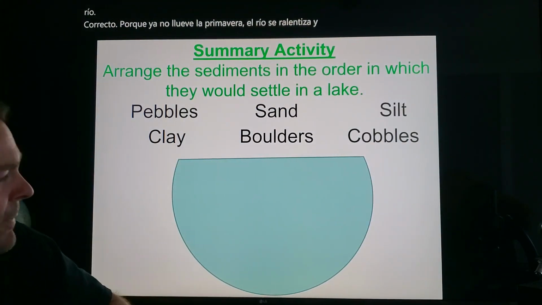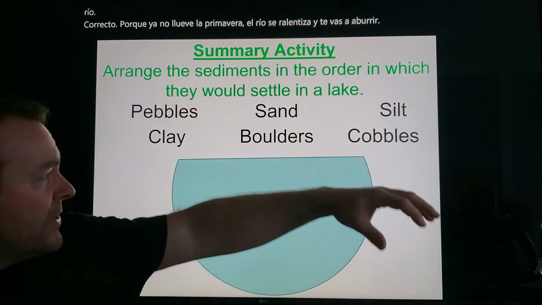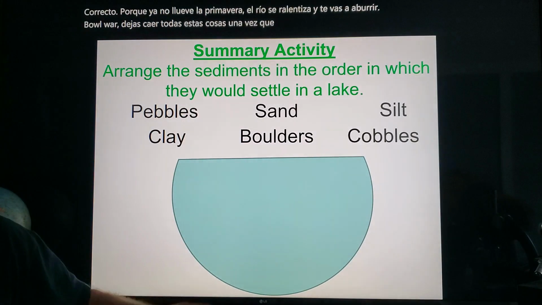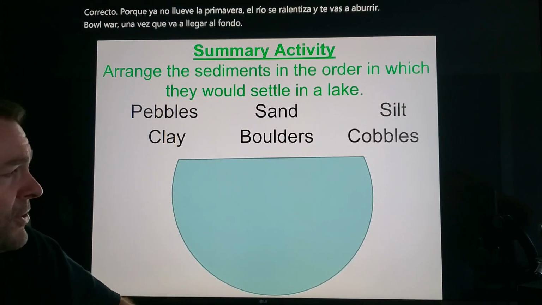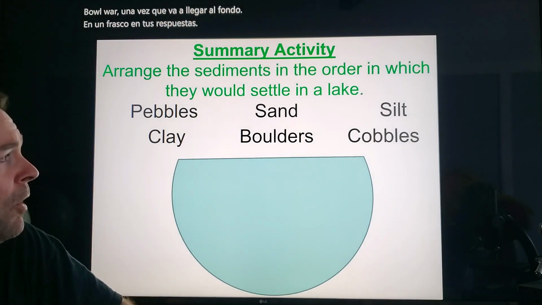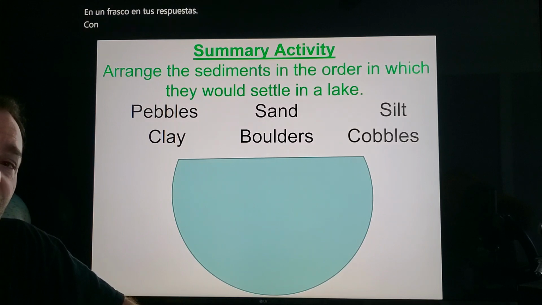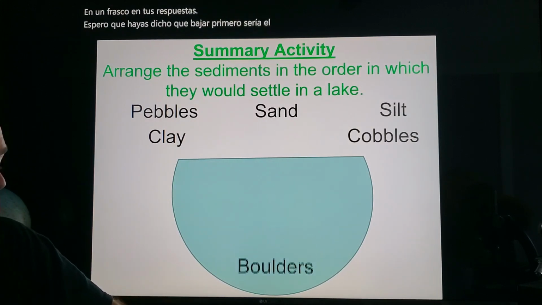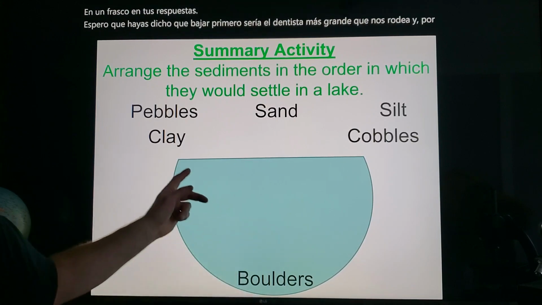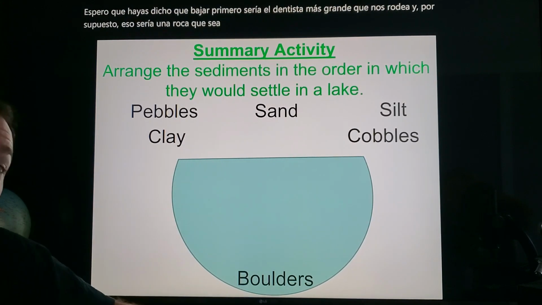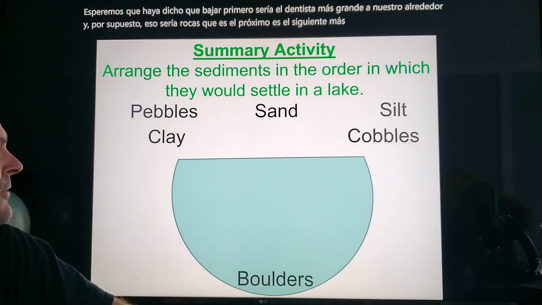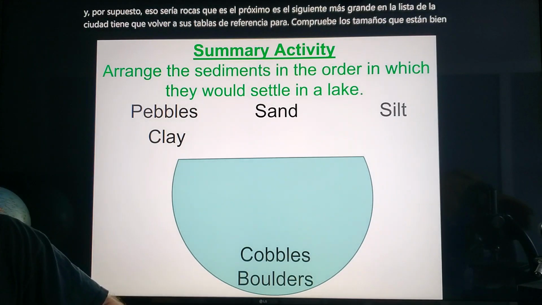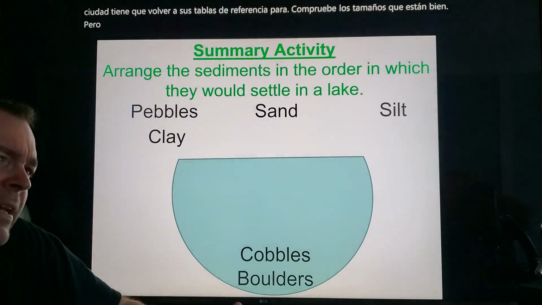All right, so you set up a bowl of water. You're going to drop all these things in at once. Who's going to make it to the bottom first? Take a second and jot in your answers. Hopefully you said getting down to the bottom first would be the biggest, densest, roundest, and of course that would be boulders. Who's next? Who's the next biggest in the list? If you got to go back to your reference tables to check the sizes, that's fine, but certainly cobbles would be next. Next coming down, right, who's the next in line?